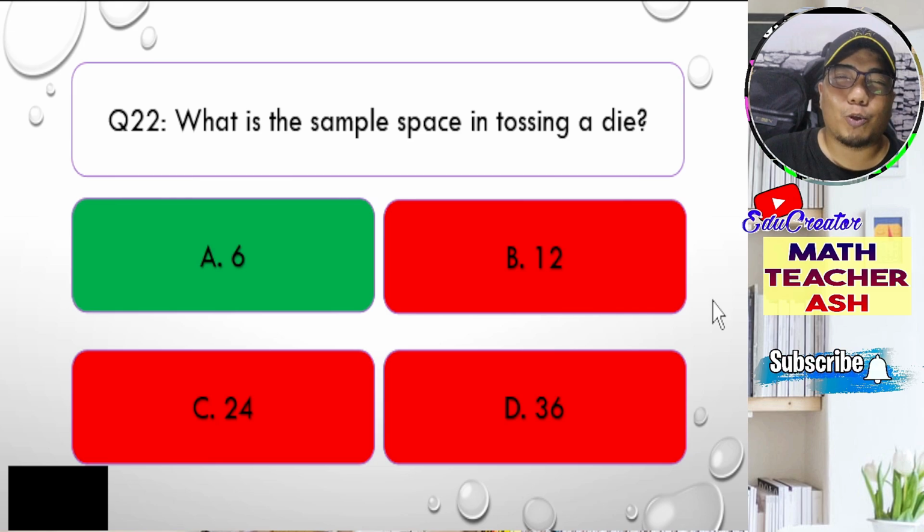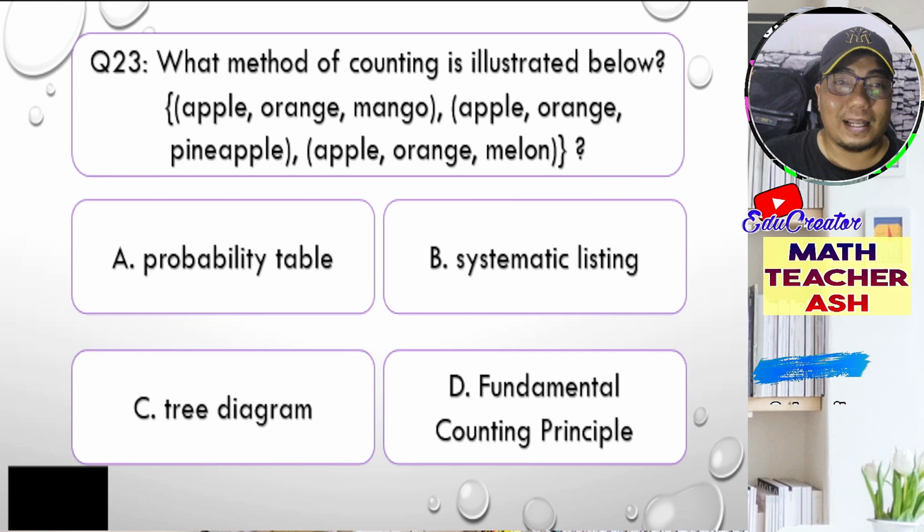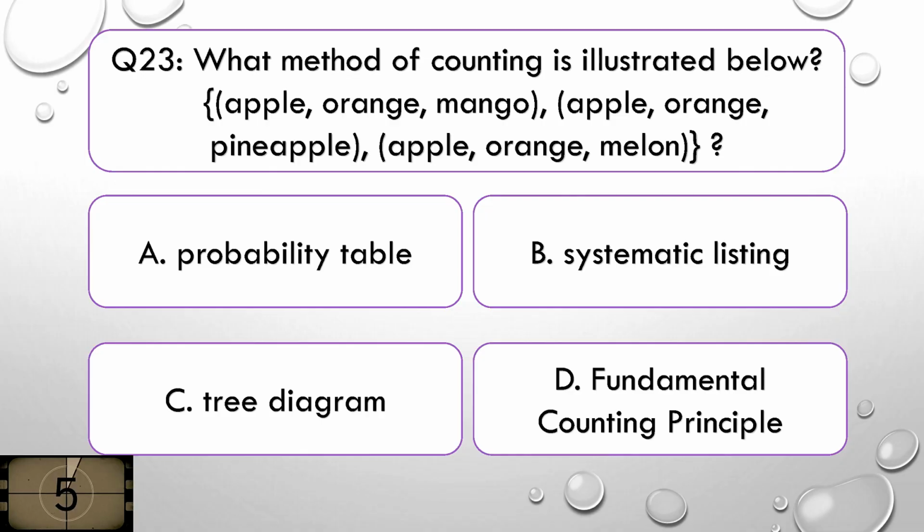Now, let's go to question 23. What method of counting is illustrated below? Apple, orange, bingo, apple, orange, pineapple, apple, orange, melon. Is it A, probability table, B, systematic listing, C, tree diagram, or D, fundamental counting principle? I'll give you 5 seconds to think about your answer.